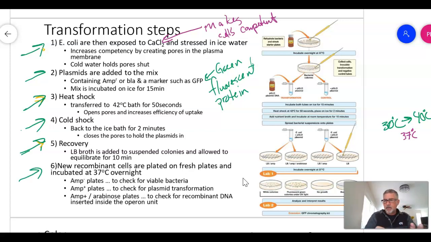Right? So I'm going to have 3 different types of plates. I'm going to have an AMP negative plate, so a plate with just LB agar, right? And I'm just going to check to make sure that I have living bacteria, right? I just want to make sure I didn't kill them all during the heat shock. I'm going to put them in ampicillin positive plates, right? So the ampicillin positive plate should kill all the bacteria except for my transformed bacteria.